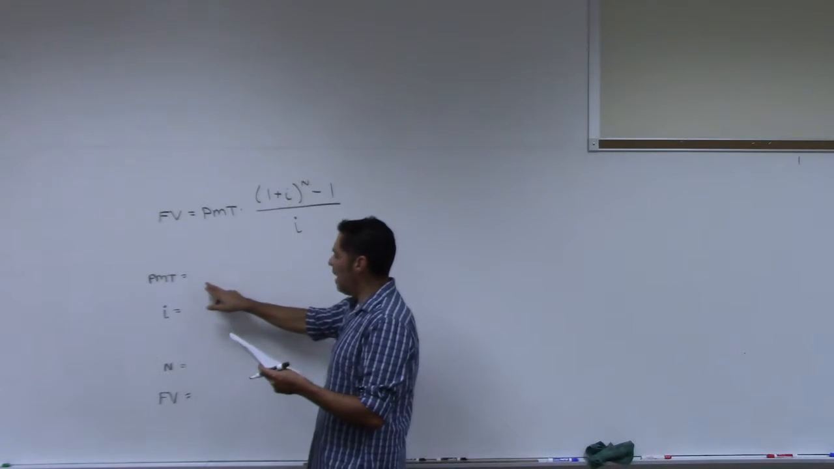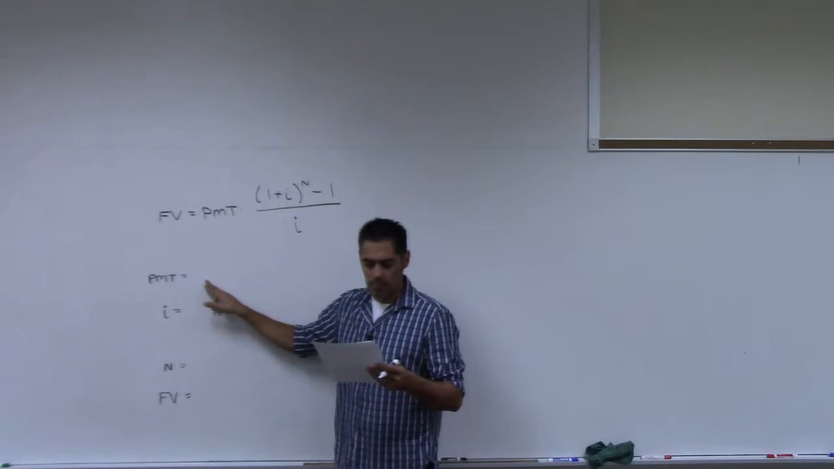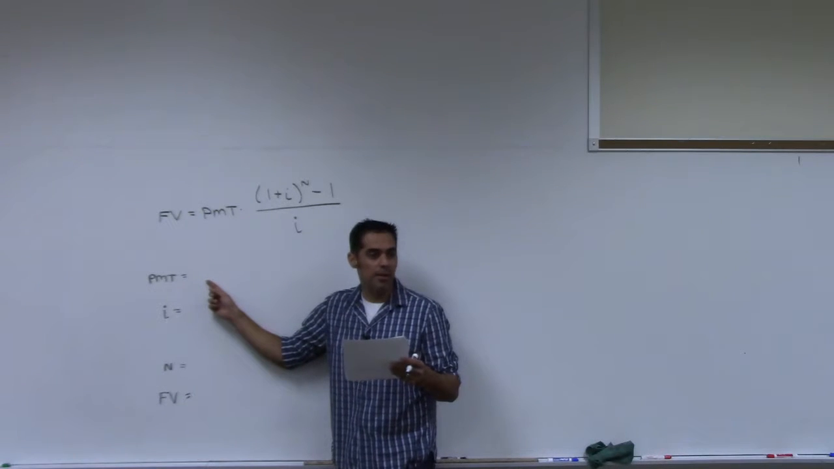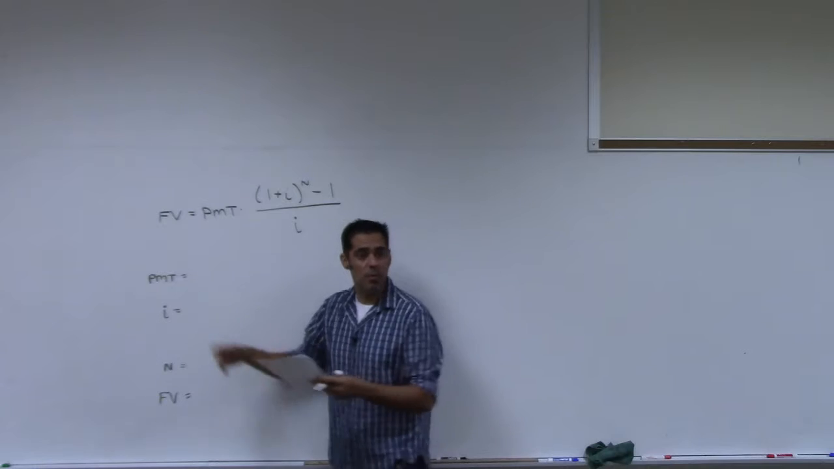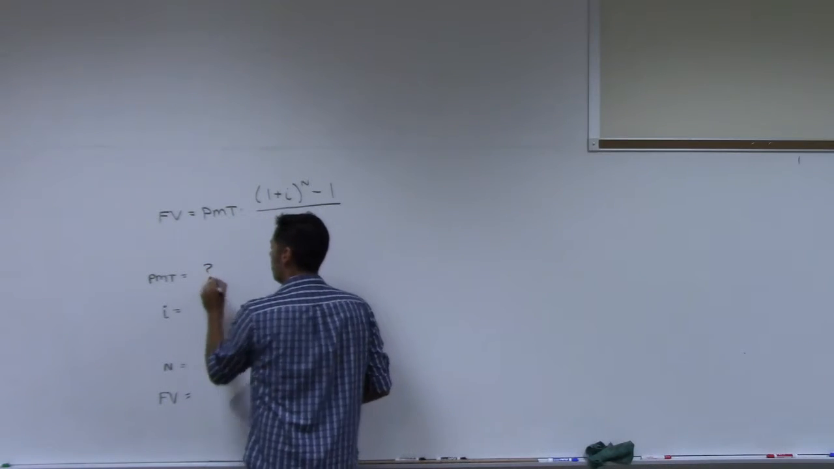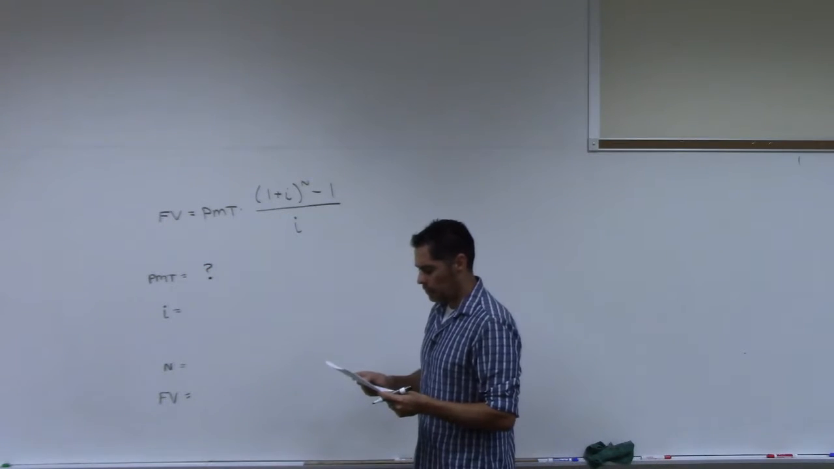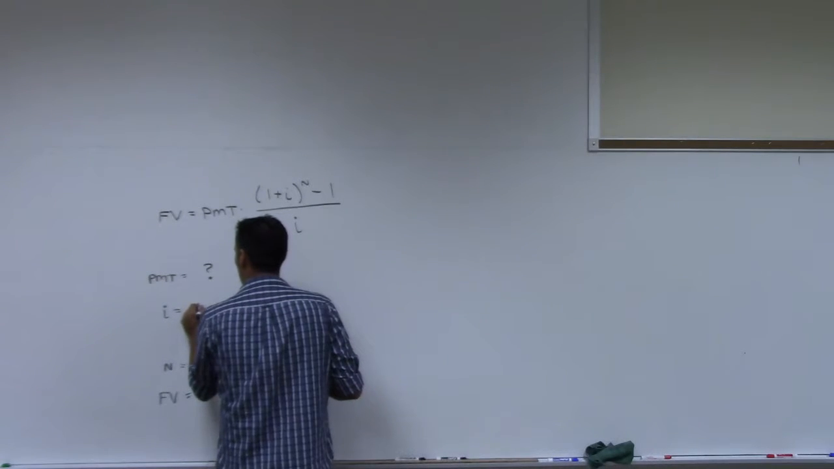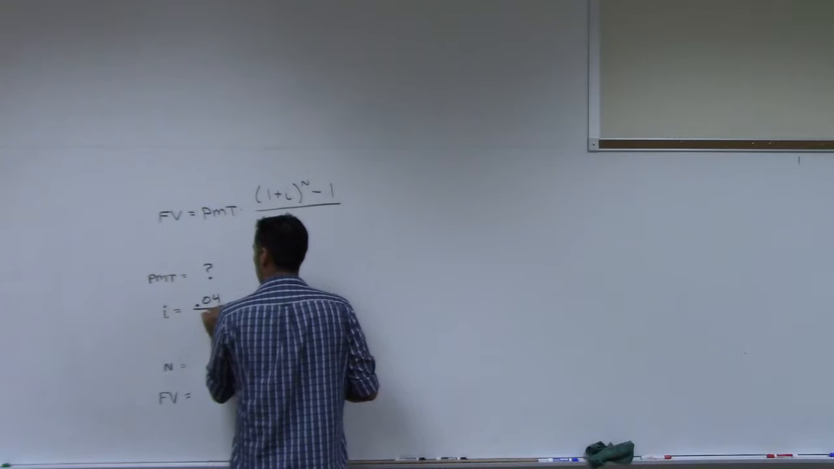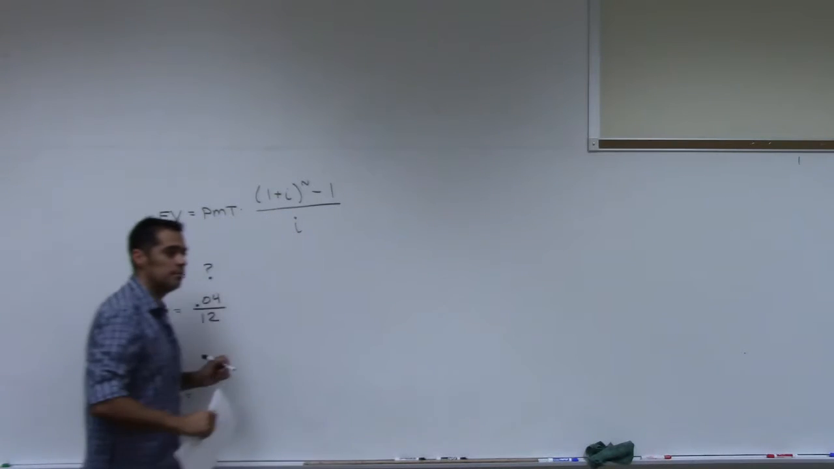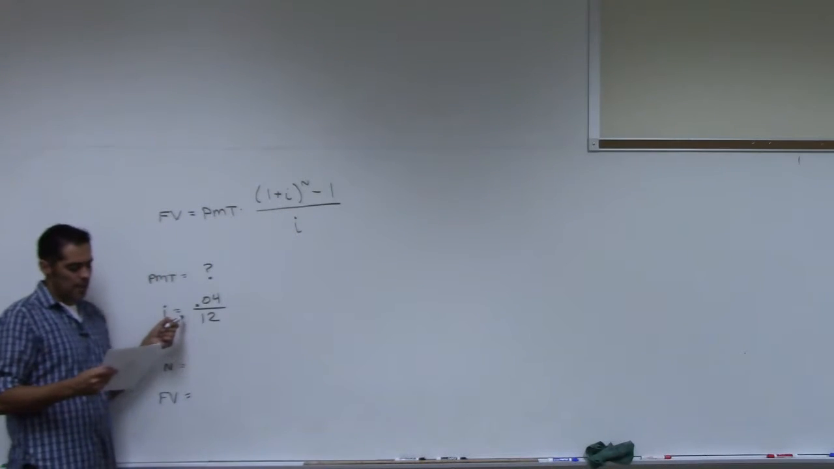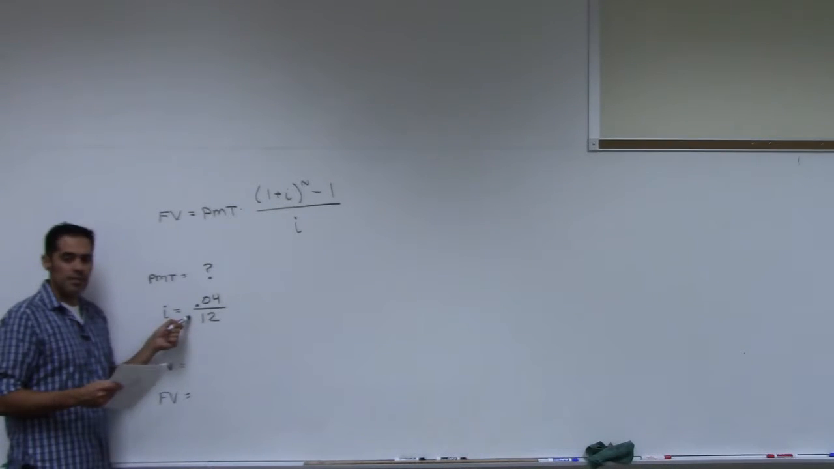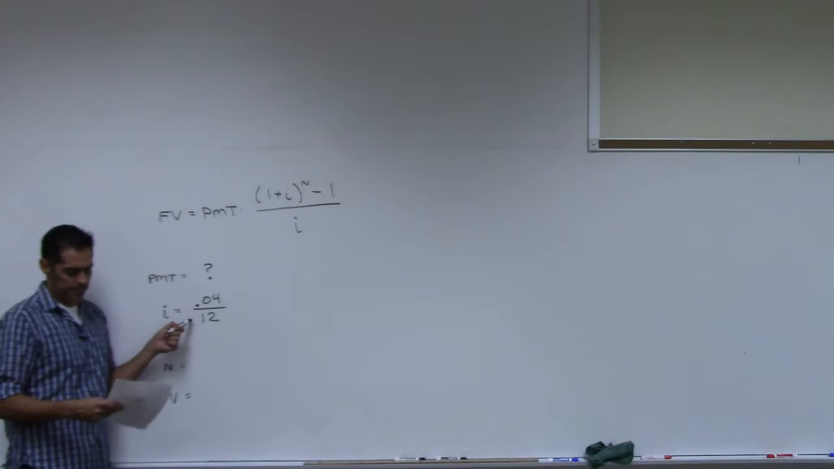All right, do we know the payment? No, in fact, it says how much do you need to put in every week, right? So that's actually what we want to know. Do we know the interest rate? It's 4%. How often is it compounded? Monthly, so I need to divide that by 12. Do you all see that in there? Into an account with 4% interest compounded monthly. So my I is 0.04 divided by 12.